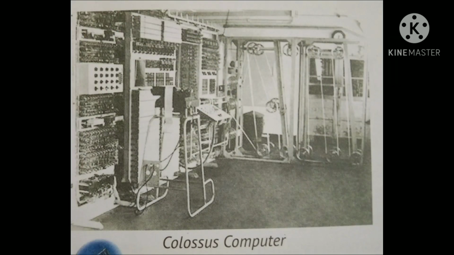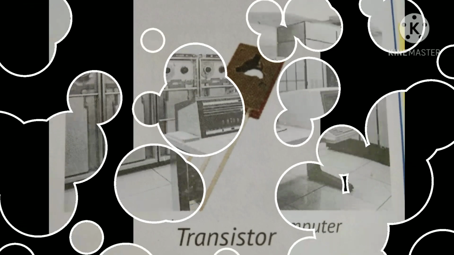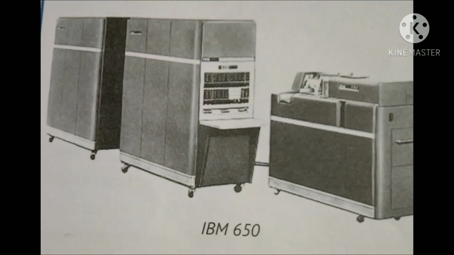So, vacuum tube relates to the first generation computer, transistor relates to the second generation computer, integrated circuit relates to the third generation of computers.